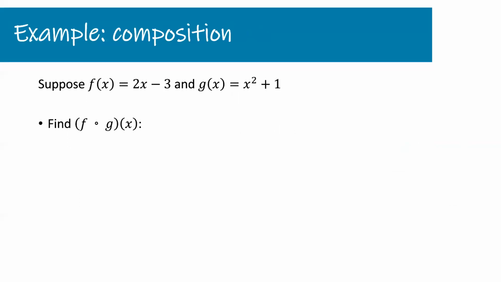So let's look at an example. Let's say that we have f of x equals 2x minus 3 and g of x equals x squared plus 1. If we want to find f of g of x, we are simply going to plug g of x into f of x. So anywhere that we see an x in f of x, we are going to put x squared plus 1 because that is g of x.